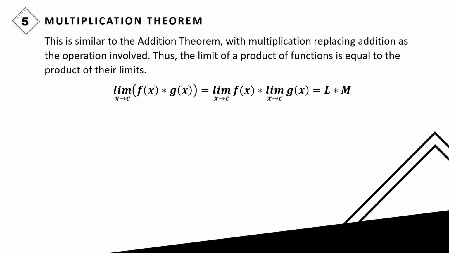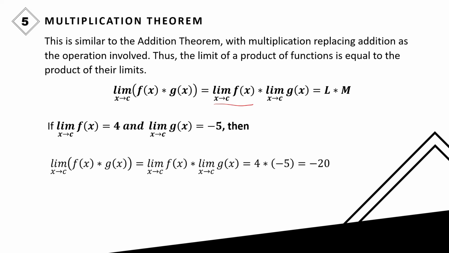Kaya meron tayong limits of f of x as x approaches to c multiplied with limits of g of x as x approaches to c is equal to L and M respectively. And again, using our value of limits of f of x as x approaches to c and limits of g of x as x approaches to c, which is 4 and negative 5 respectively. So magkakaroon tayo dito ng 4 multiplied by negative 5 is equal to negative 20. So, almost the same process lang when it comes to addition theorem. So, that is multiplication theorem.